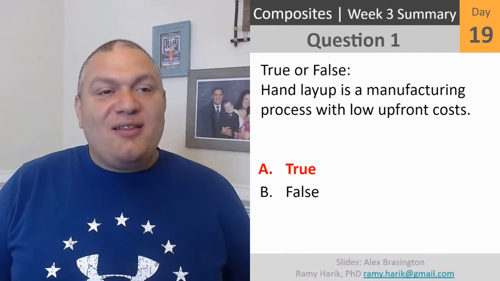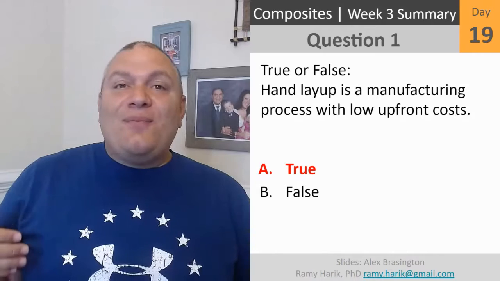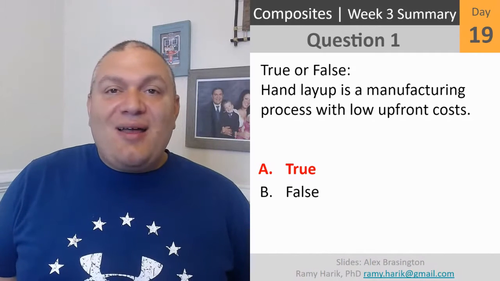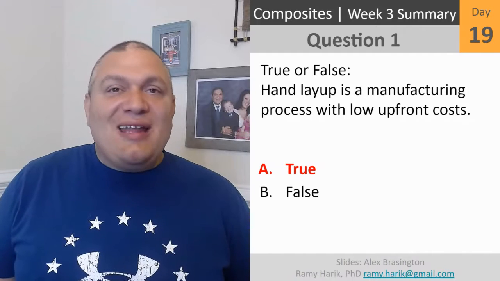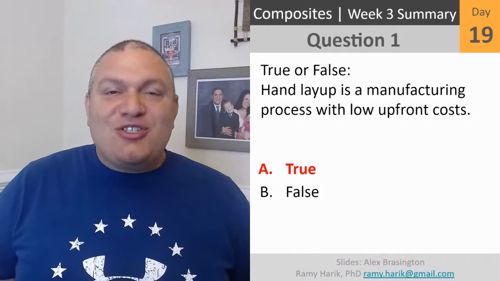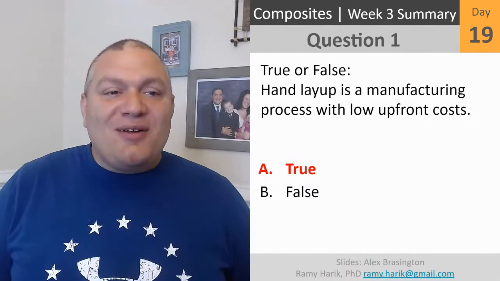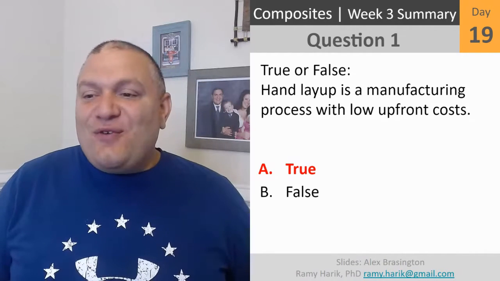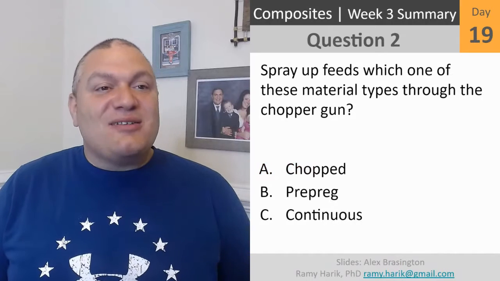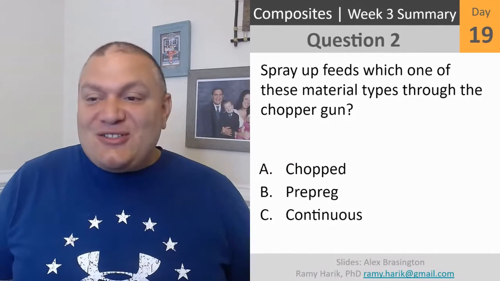True, that is correct. It is true. Manufacturing with hand layup does not require large upfront costs. It's very, very minimal. And you can actually today purchase a couple of fiberglass and resin epoxy and just go ahead and start building your first hand layup composite. All right, moving on to question 2.